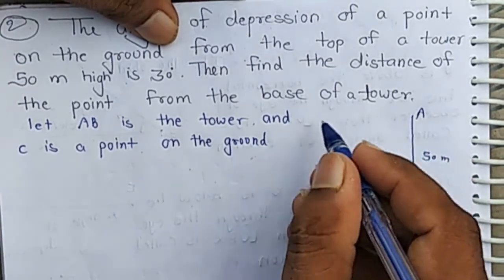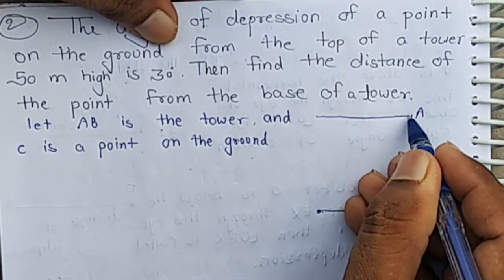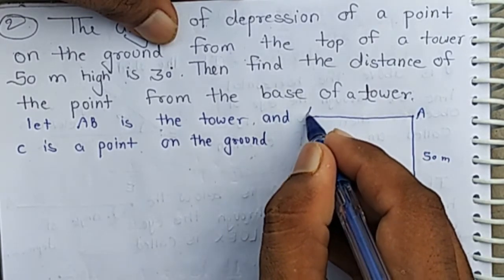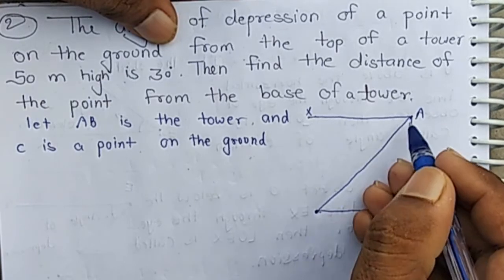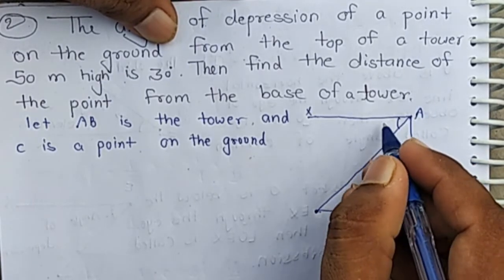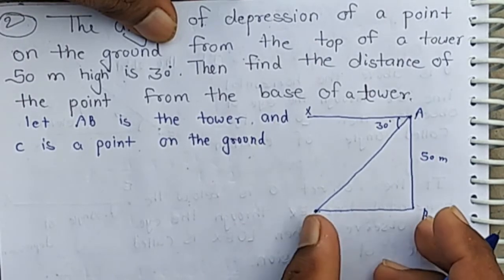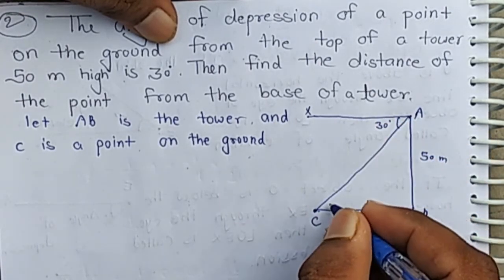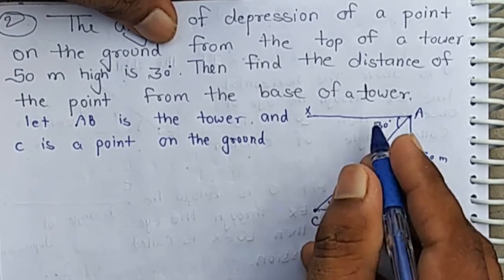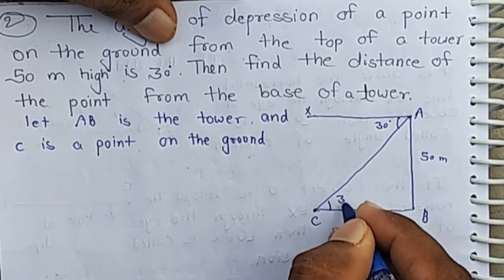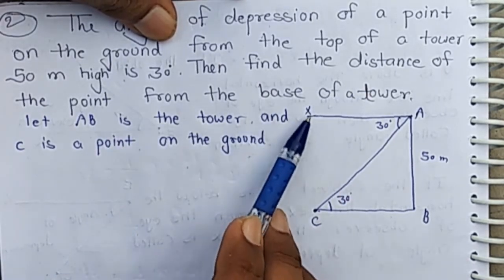Given the angle of depression, it is the horizontal line AX, and the angle of depression is this angle, 30 degrees. Since AX is parallel to CB, angle XAC is equal to angle ACB, because these are alternate angles, 30 degrees.